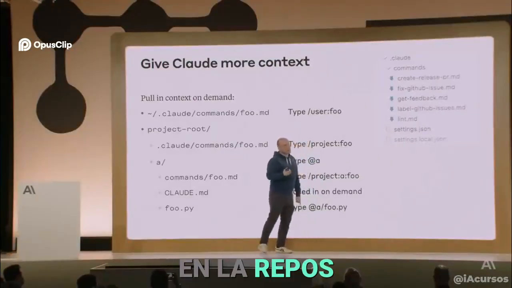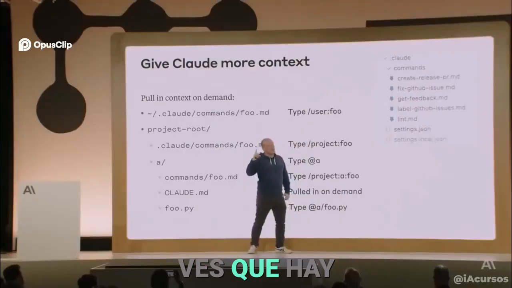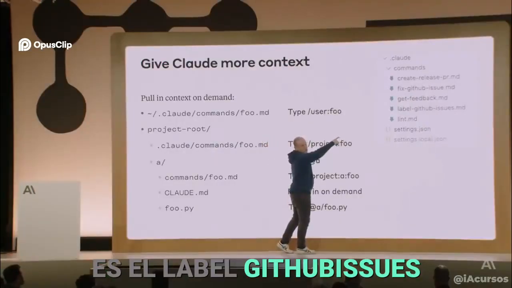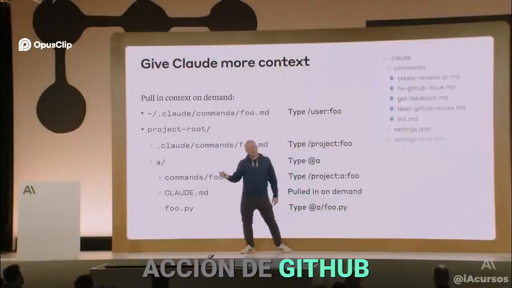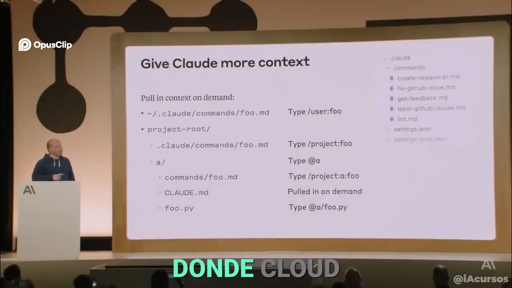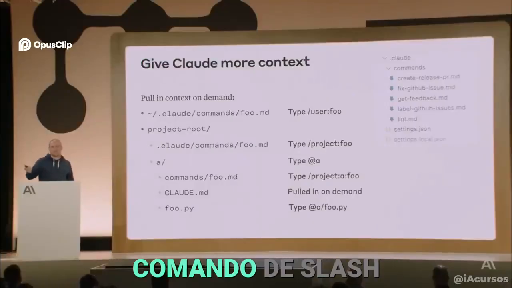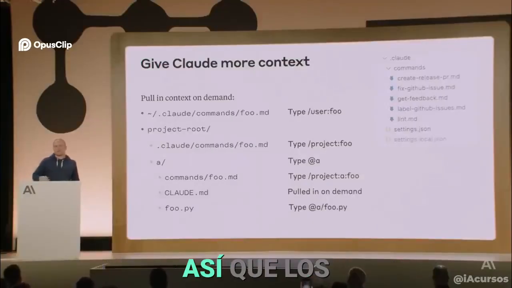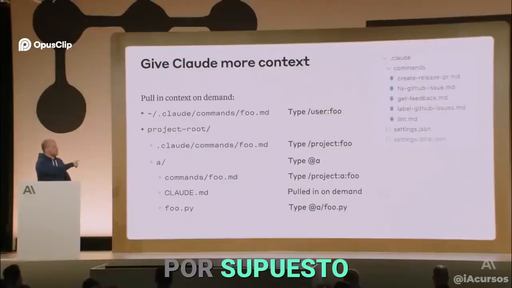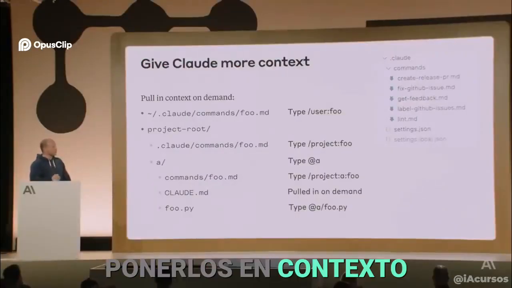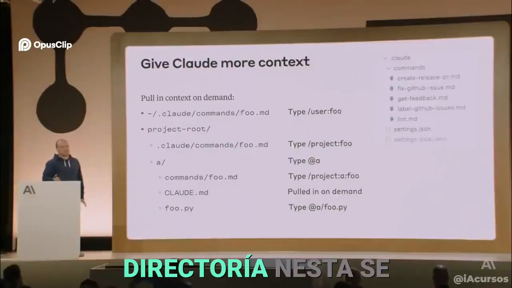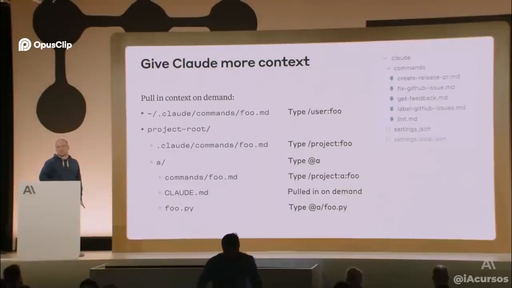For example, if you're in the Claude Code repo and you see issues getting labeled, that's actually this workflow running here. It's labeled GitHub issues. We have a GitHub action running, the same one we talked about this morning, where Claude Code will run this command, and it's just a slash command. It'll run and label the issues, so humans don't have to. It just saves us a bunch of time. And of course, you can @mention files to pull them into context. And like I said before, Claude.md files in a nested directory get pulled in when Claude works in that directory.